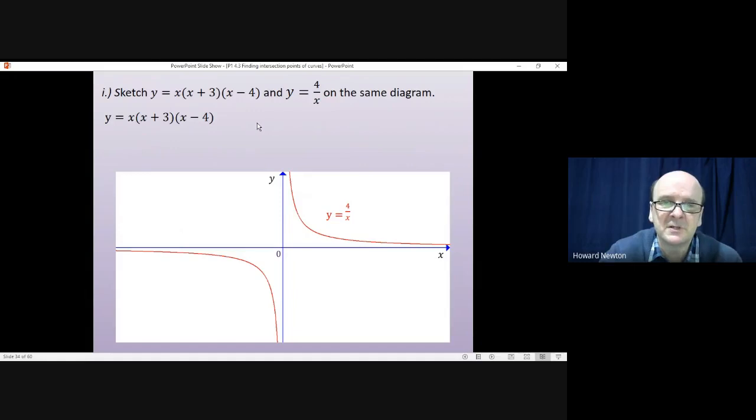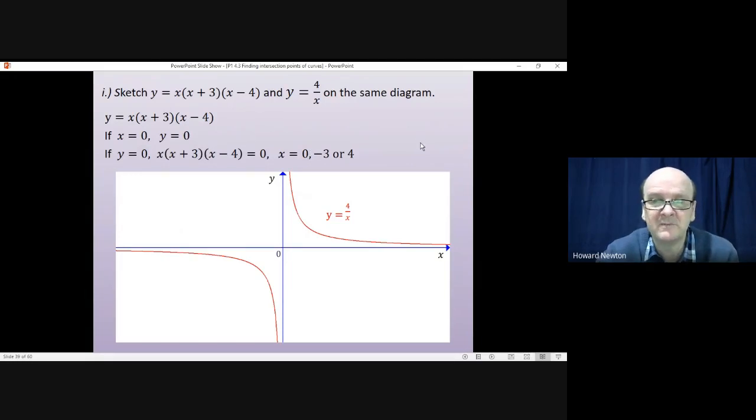We find the crossing points on the axes. First of all, the crossing points on the y-axis are where x equals 0. Now, if x is 0, we'll have 0 times these two brackets, so the answer will be 0. So this curve crosses through the origin. It goes through 0, 0. To find the crossing points on the x-axis, we say what happens if y equals 0. But if y equals 0, that means these three brackets multiplied together give us 0. The first solution is x equals 0, which we've actually already got. We know it goes through the origin, 0, 0.